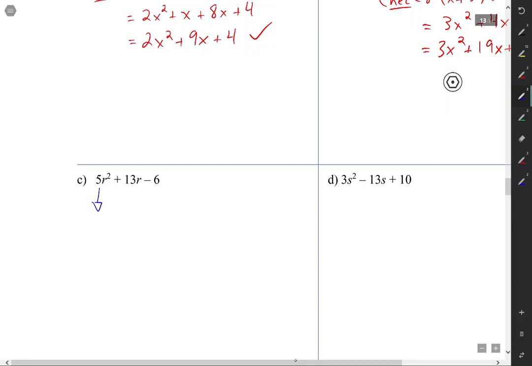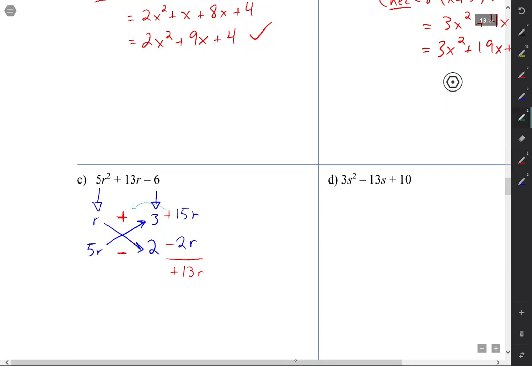In C, we have 5r squared plus 13r minus 6. So again, there's only one way to split up this 5r squared. That would be r times 5r. And for this 6 here, we're going to do 3 times 2. Now 5r times 3 would give us 15r, and r times 2 would give us 2r. And how we get 13r from that is we would do plus 15 minus 2, which gives us plus 13r. So then we have a plus sign on the top here and a minus sign on the bottom here.